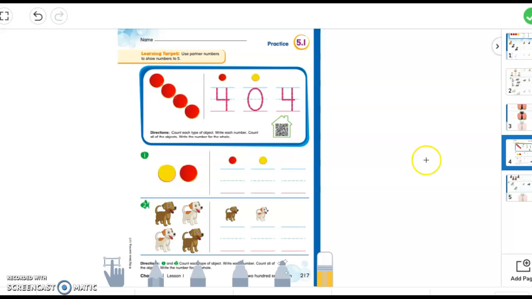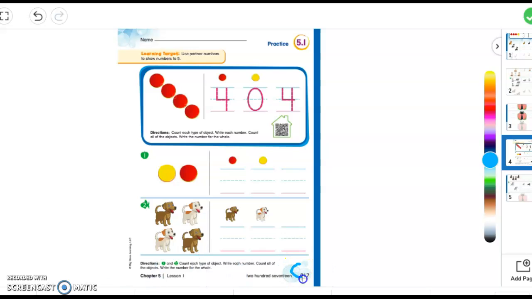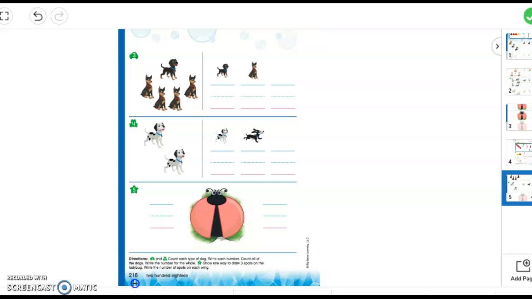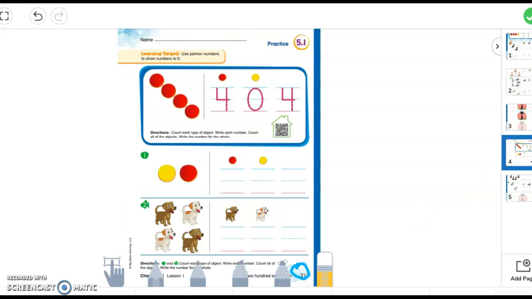Now, this right here is what your page looks like, and down at the bottom, it shows page 217, and you also have page 218. I am going to work with you on different pages, and then when we get to this page, you will start writing with me.